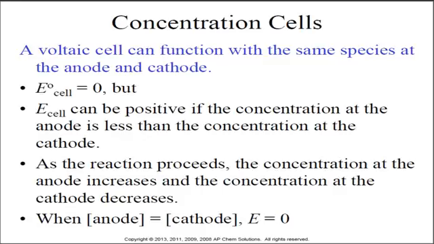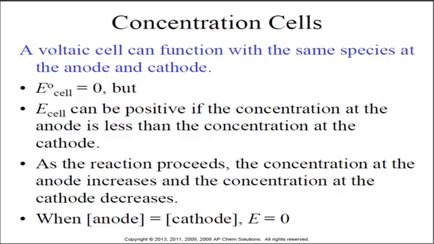In this video we're going to talk about concentration cells. A voltaic cell can function with the same species at the anode and cathode. Now if you look at your reduction potential, your voltage, you're going to get 0. But the E can be positive if the concentration at the cathode is greater than the concentration at the anode. So remember that cells that only generate voltage due to differences in concentration are called concentration cells.